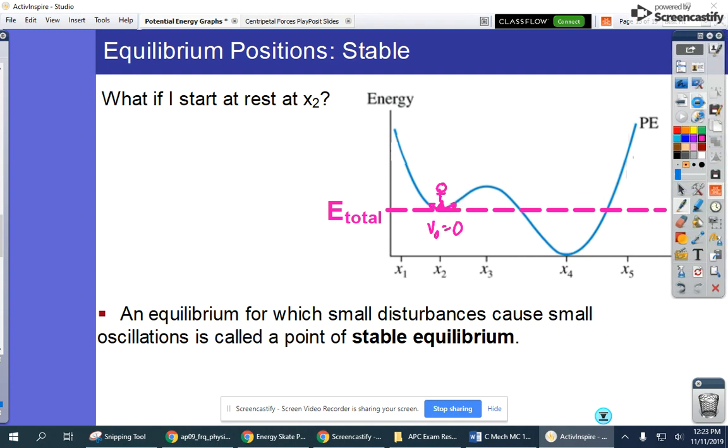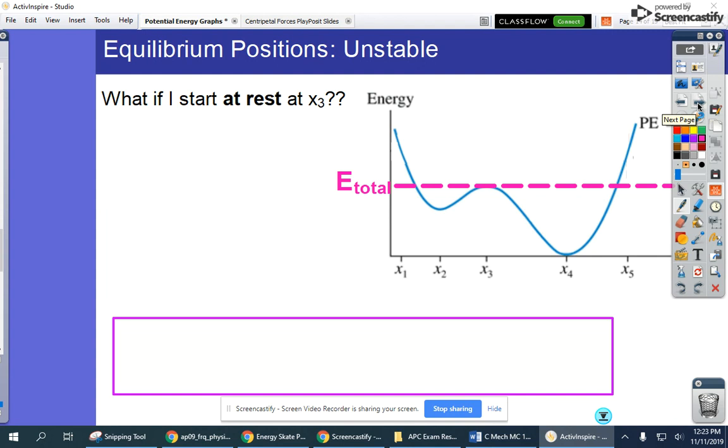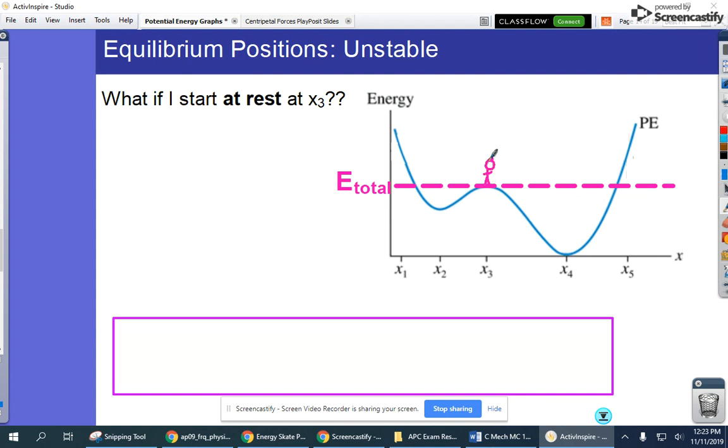What if instead I started at rest at x3? So I'm going to balance it. Again, we're going to balance it perfectly carefully, the skater or whatever, with velocity equal to 0 right on top of that hill. Well, in theory, it shouldn't go anywhere. The top of the hill is flat, and my skater should stay perfectly still. But even the tiniest little nudge one way or the other, if I don't release it totally at rest, or if it gets nudged just a little bit, it's not going to come back to where it started.